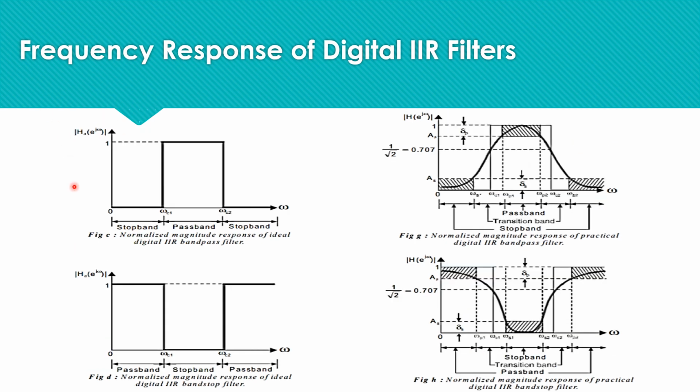Frequency response of an ideal band pass digital IIR filter is like this and the practical band pass digital IIR filter is like this. And the magnitude response of an ideal band stop digital filter is like this, and the practical digital IIR band stop filter is like this.